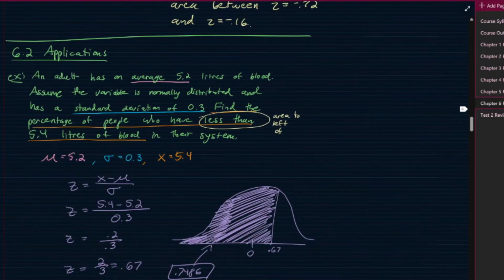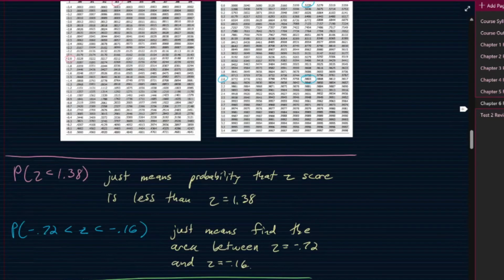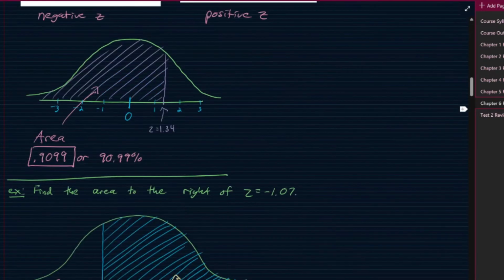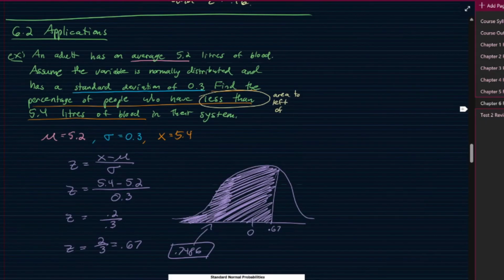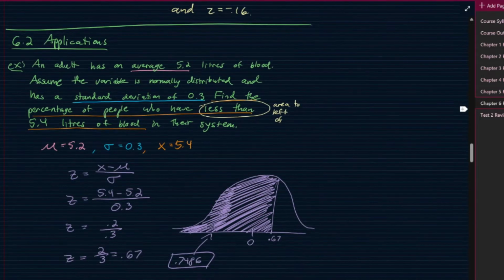The only difference here is we just have to come up with the z, right? In 6.1, they're giving us the z's, asking us to find the area between certain z's, or to the left or to the right of certain z's. In 6.2, we have to come up with the z ourselves and then calculate the area accordingly.